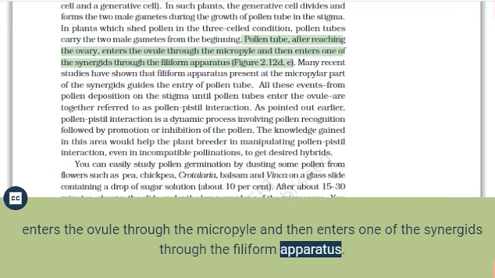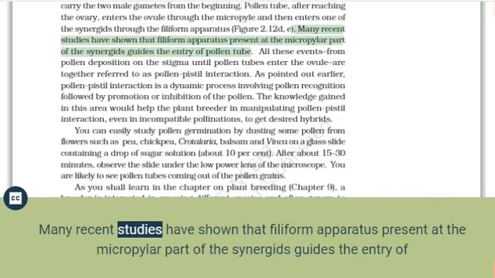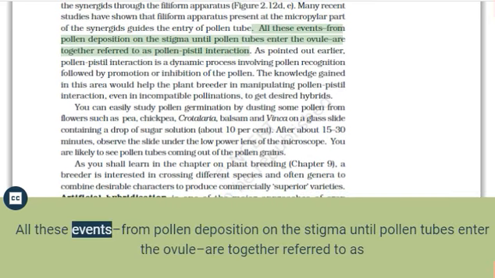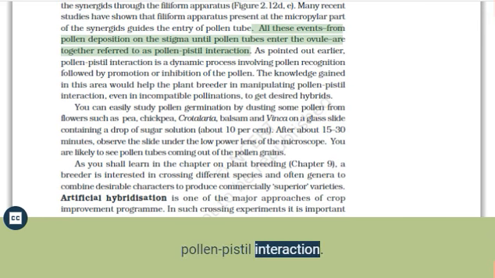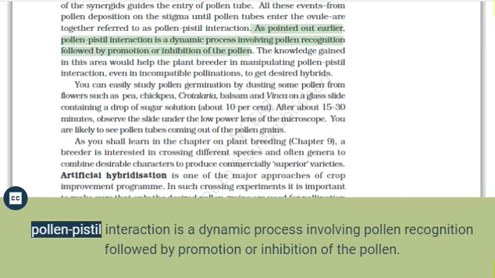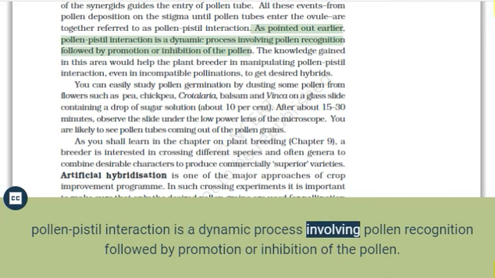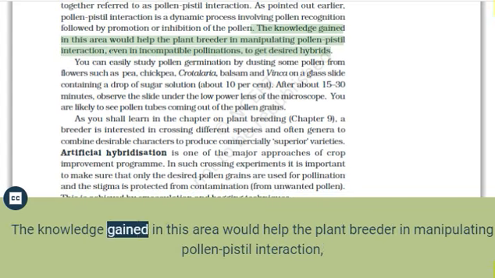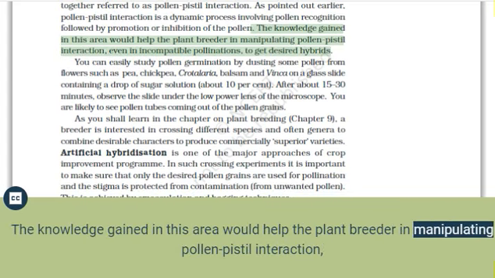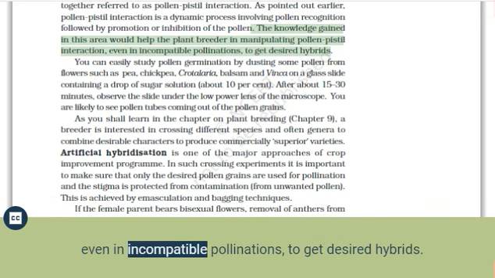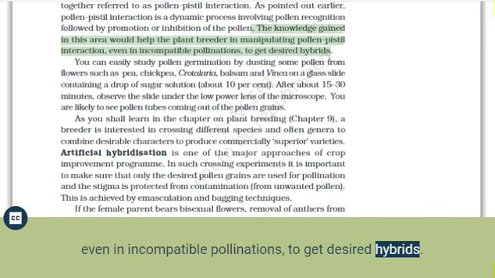Many recent studies have shown that the filiform apparatus present at the micropylar part of the synergids guides the entry of the pollen tube. All these events, from pollen deposition on the stigma until pollen tubes enter the ovule, are together referred to as pollen-pistil interaction. As pointed out earlier, pollen-pistil interaction is a dynamic process involving pollen recognition followed by promotion or inhibition of the pollen. The knowledge gained in this area would help the plant breeder in manipulating pollen-pistil interaction, even in incompatible pollinations, to get desired hybrids.